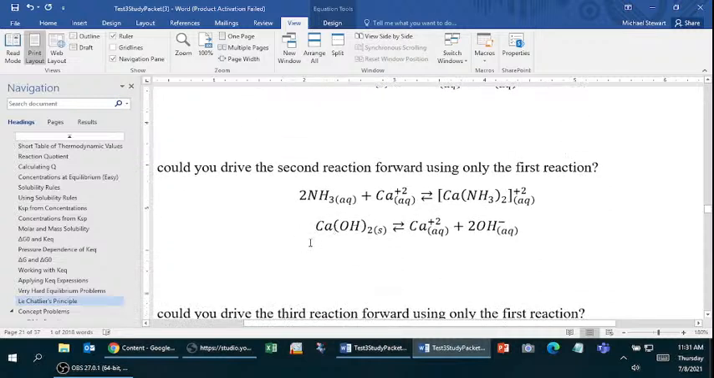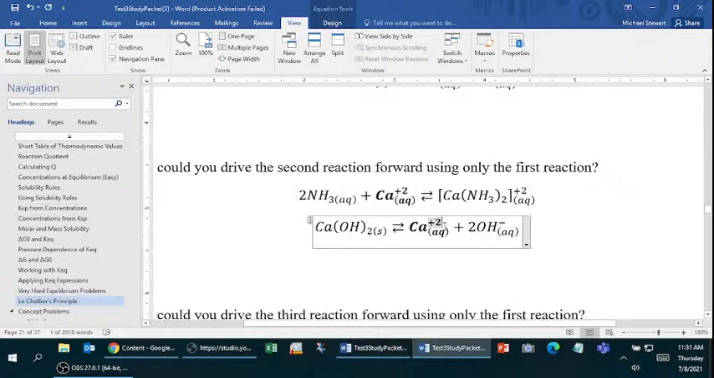For the second one, how could you drive the second reaction forward using only the first reaction? Well, the common ion here is calcium. So if we want to drive the second reaction, we want to make this one go forward, what we need to do is remove the calcium. That's Le Chatelier's principle, removing products drives the forward reaction. So the way we could do that, since we only have one lever up here, is add more ammonia, the NH3. So by adding more NH3, we remove the calcium plus 2 to form the calcium ammonium complex. By removing the calcium plus 2, we reduce its concentration down here, and that'll solubilize more of the calcium hydroxide.